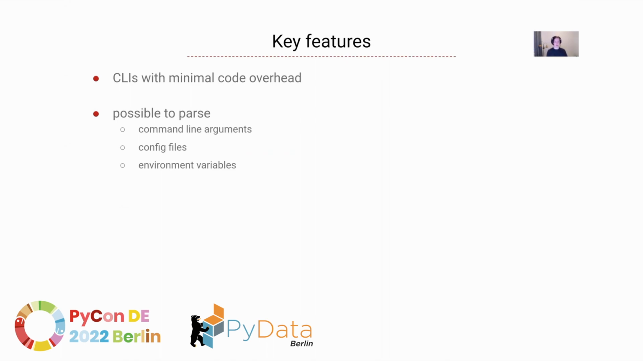So let me summarize the key features of JsonArgParse you've seen so far. You can get a command line interface with really a few lines of code. So just this CLI line plus the import you've seen in my script. And it's possible to pass command line arguments as well as config files as well as environment variables, and you can mix it up however you want.